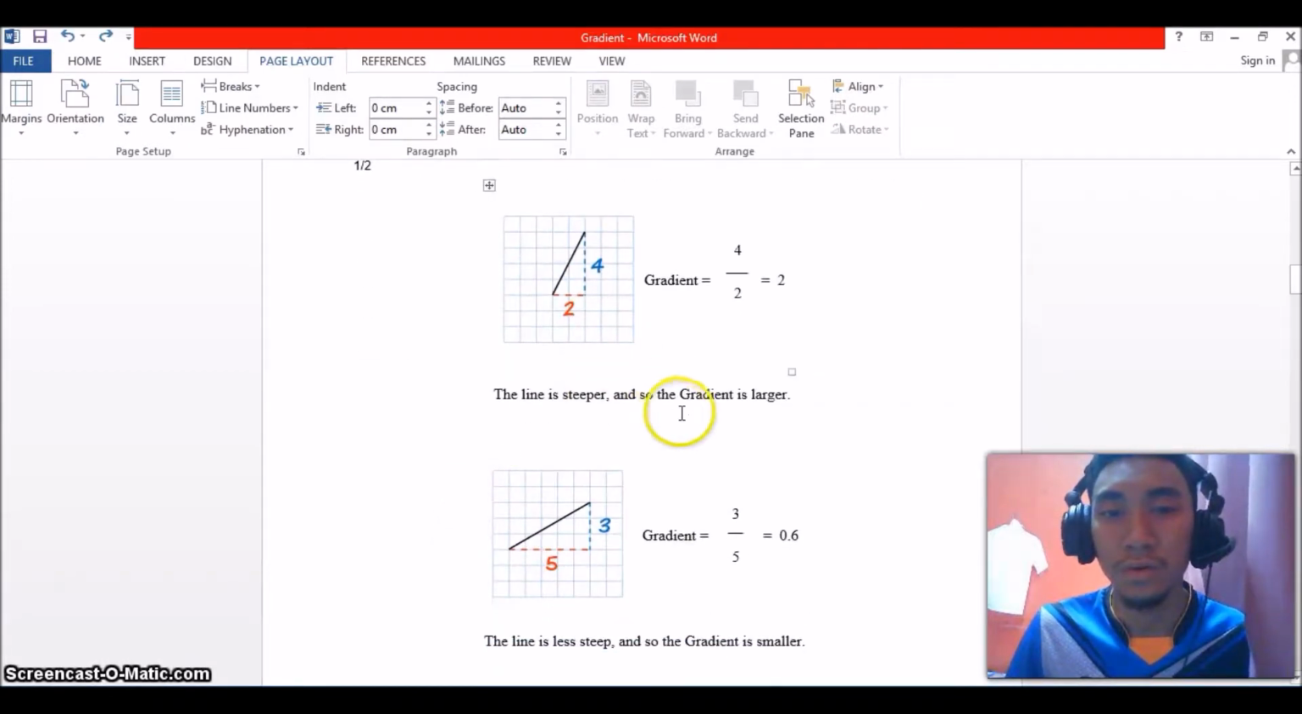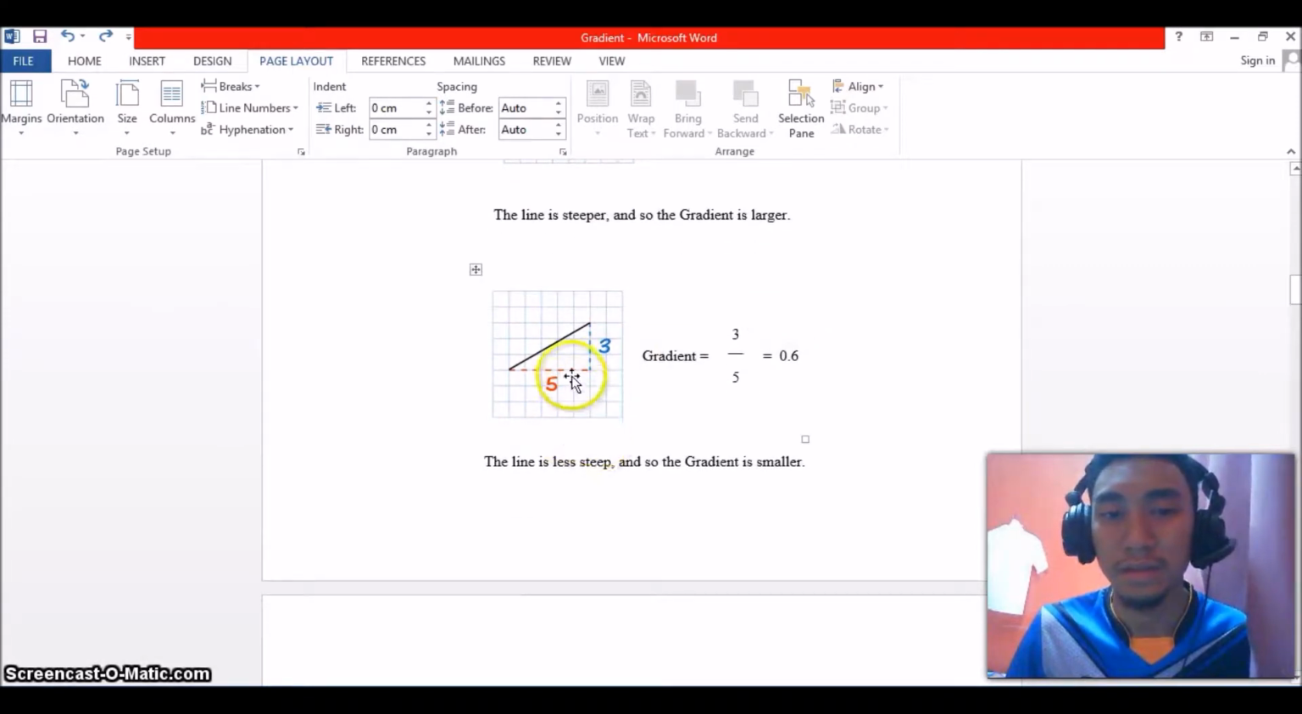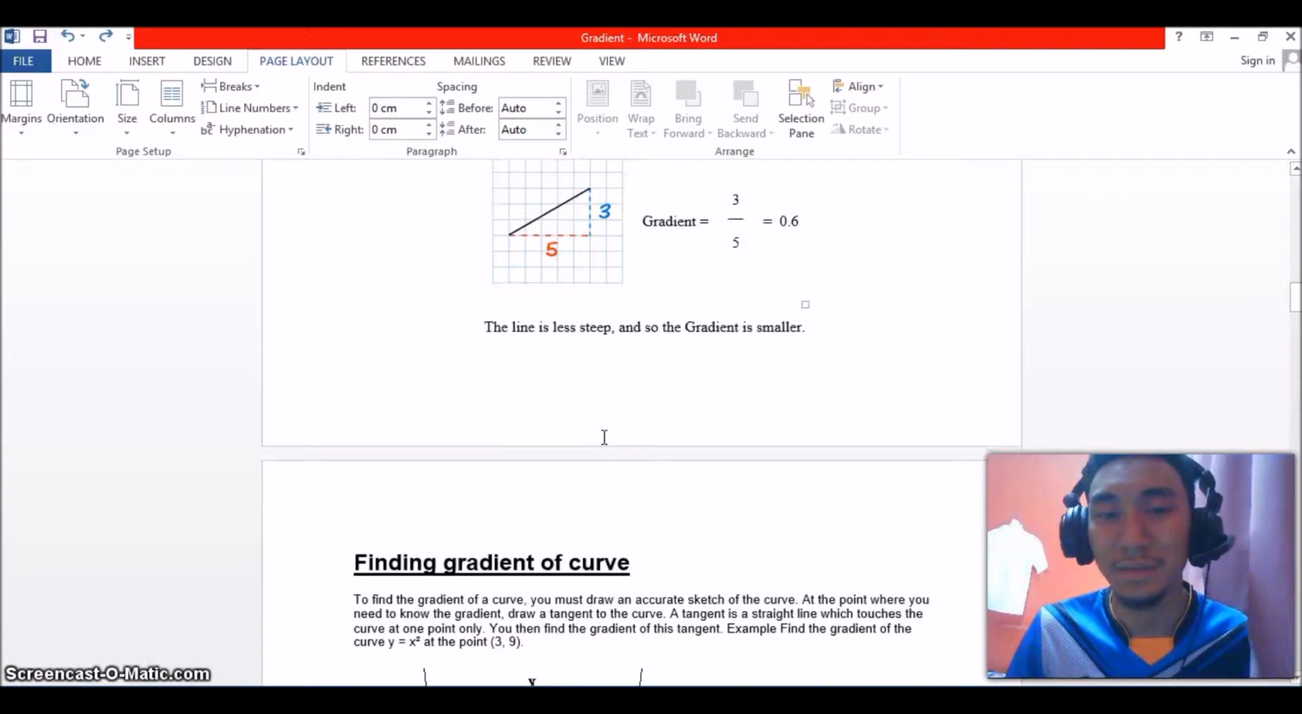To know whether the line is steeper or less steep, we can tell by the gradient. If the gradient is larger, the line is steeper. If the gradient is smaller, the line is less steep. For this example, the change in y is bigger than the change in x, so it is the steeper line, so it gets the larger gradient. For this line, the change in x is bigger than the change in y, so we get a smaller gradient and the line is less steep.